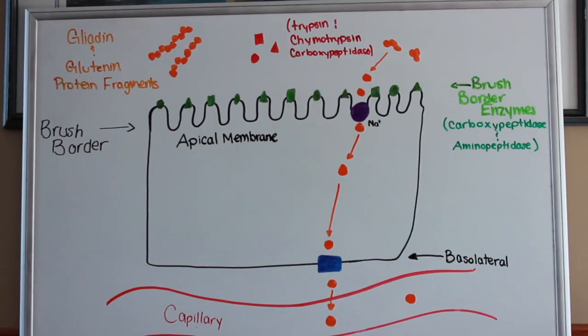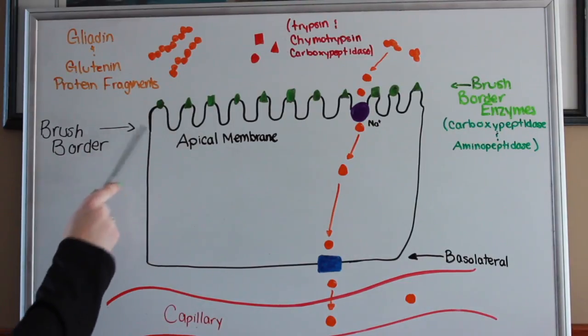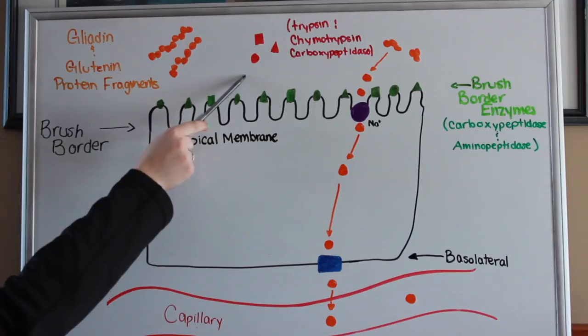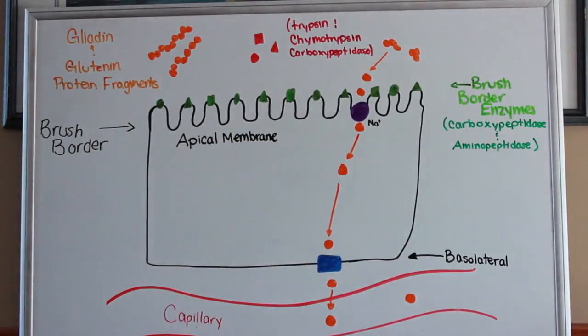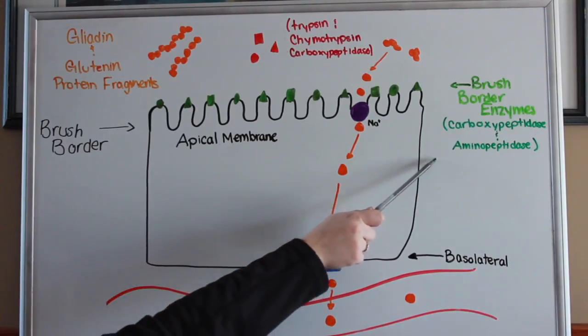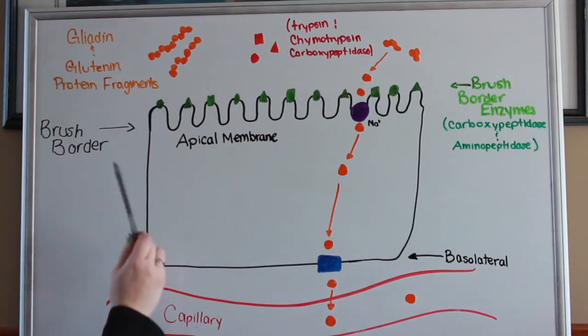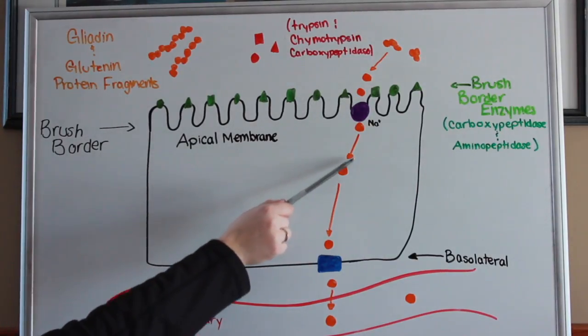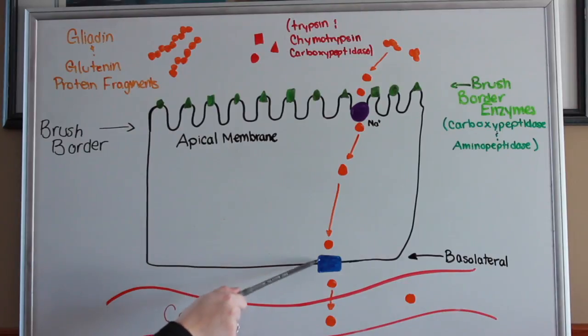When you ingest gluten products, glutenin and gliadin are presented in the brush border, where they are met with these enzymes. The trypsin and chymotrypsin break the proteins down into polypeptides. The carboxypeptidase and aminopeptidase continue to break these polypeptides down into individual amino acids. These amino acids are co-transported across the apical membrane of the absorptive epithelium cell using active transport. The amino acid then exits the basolateral membrane using facilitated diffusion and enters the capillaries.